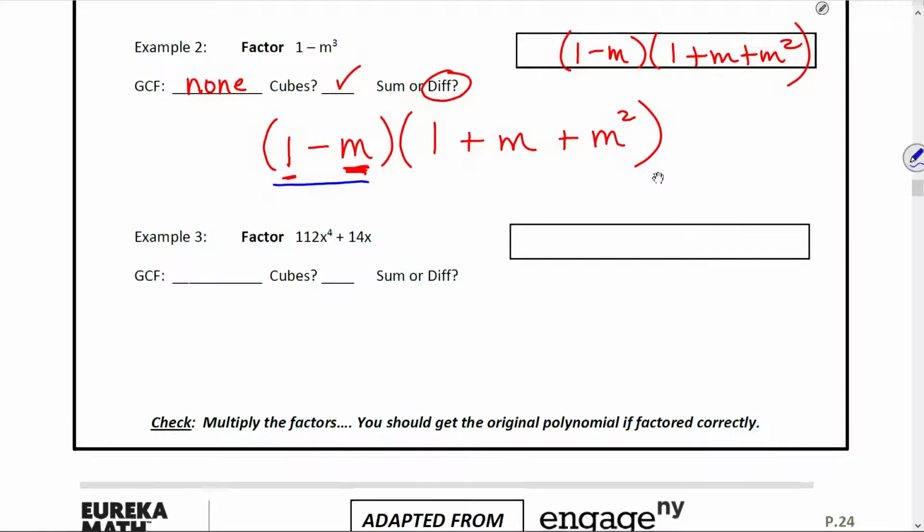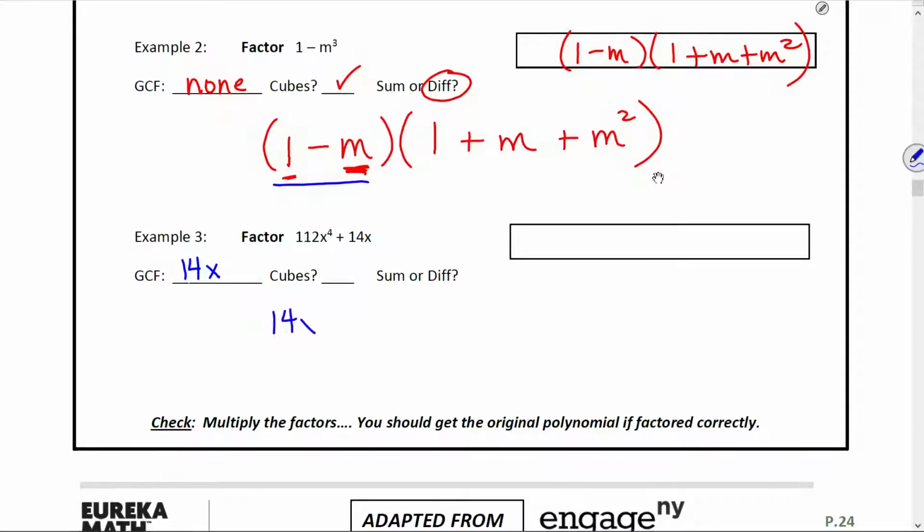Let's try one more. In example 3, we're going to factor 112x to the 4th plus 14x. Now, is there a GCF? We always start with the GCF. Okay, and it looks like we have some common multiples in the two terms. Okay, and 14 does divide both 112 and 14. Okay, and there's at least an x in both of them. So the first thing I'll do is factor out that GCF of 14x.